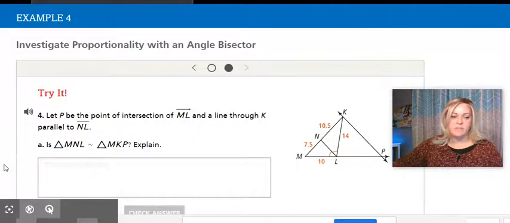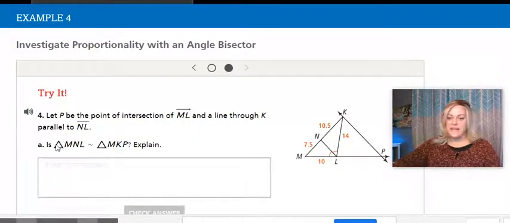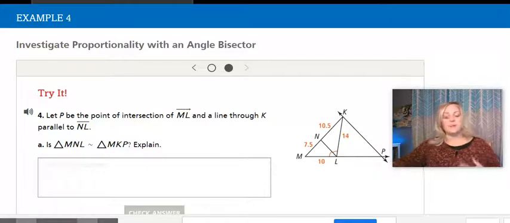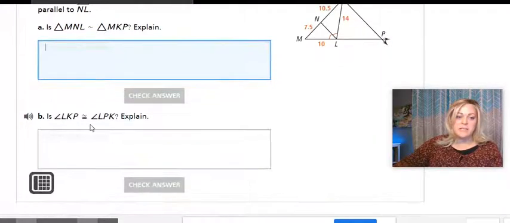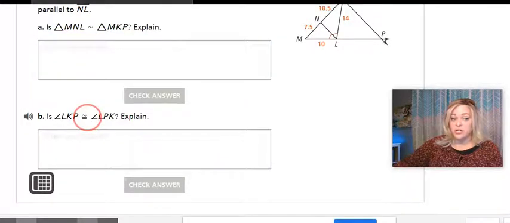This second part of example 4, the try it, is actually asking you to compare these things based on what they give you. Are these triangles similar, or are they parallel, and things like that. So part A asks if they're similar. Part B asks if certain angles are congruent.